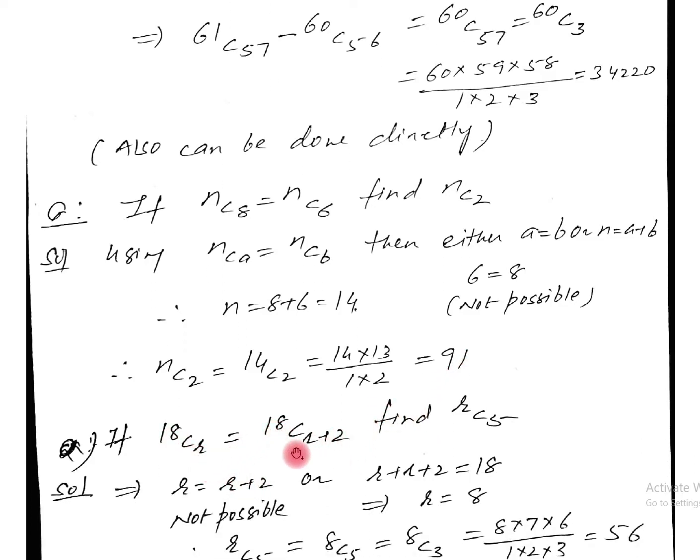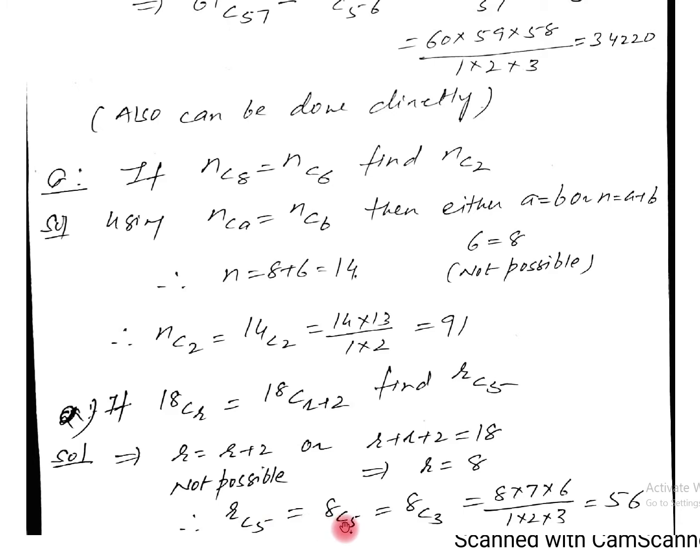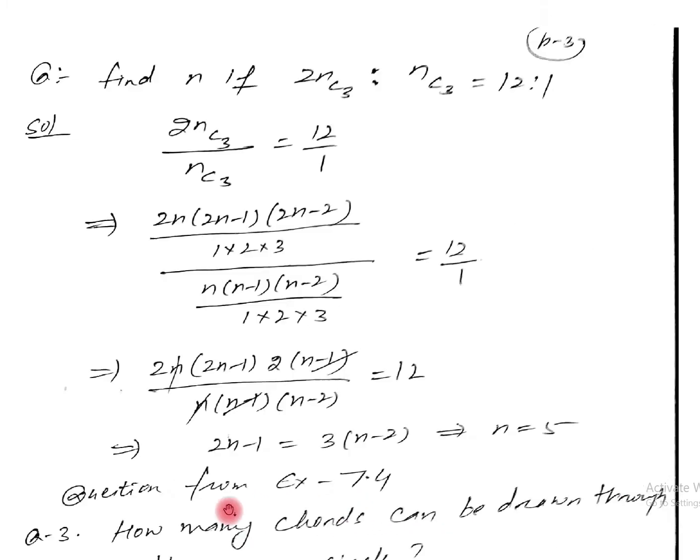Similarly, the next question is same. 8Cr equal to 8C(r plus 2), we have to find out rC5. Clearly a is not equal to b, so we can write n equal to a plus b. It means r plus 2 must be equal to 8, so r is getting equal to 6. Now we have to find out 8C5. 8C5 can be written as 8C3, so we can calculate it.